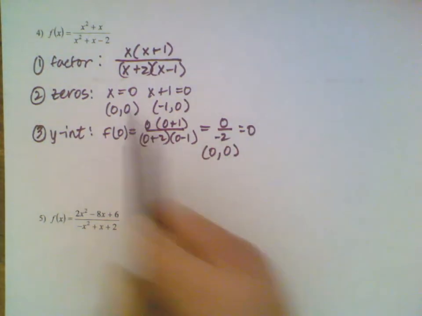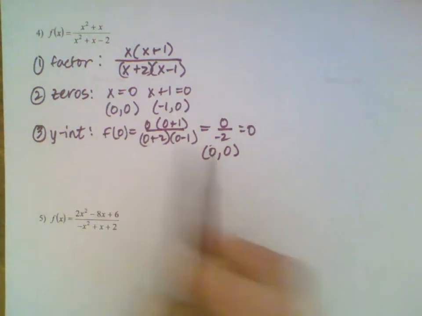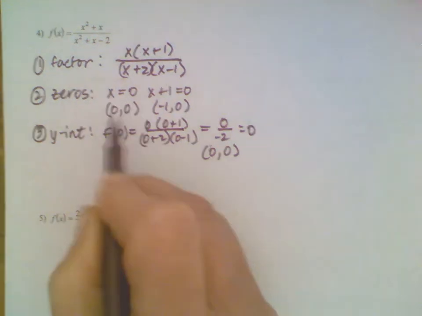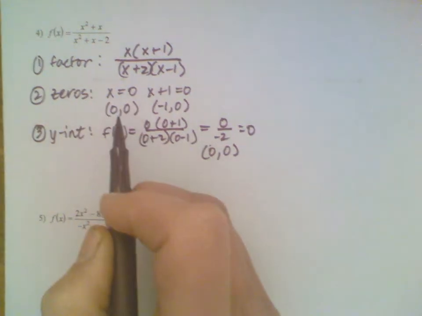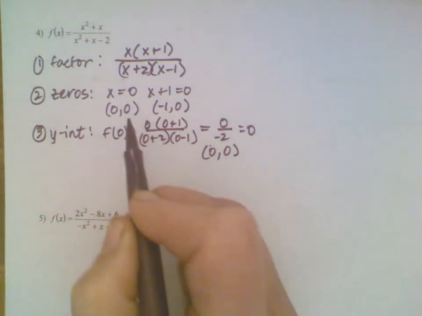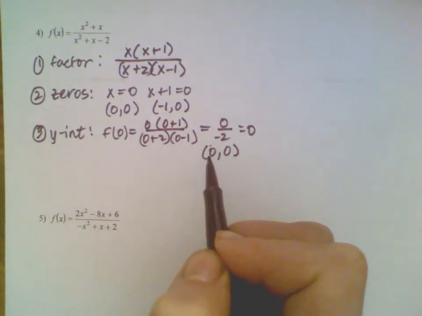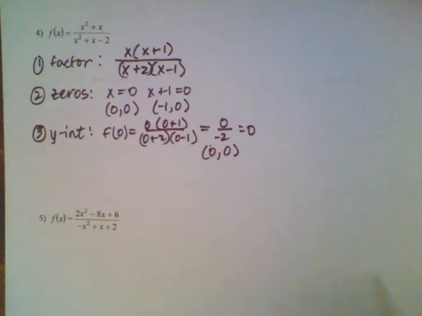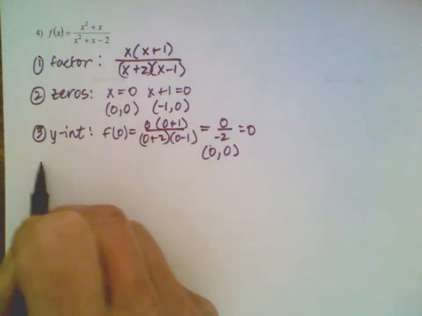Oh, well, I already had that point, so this point is just duplicating that. And that happens, especially, that happens in the origin. If the x-intercept is 0, the y-intercept is also 0, because it can only cross the y-axis once, otherwise it's no longer a function.